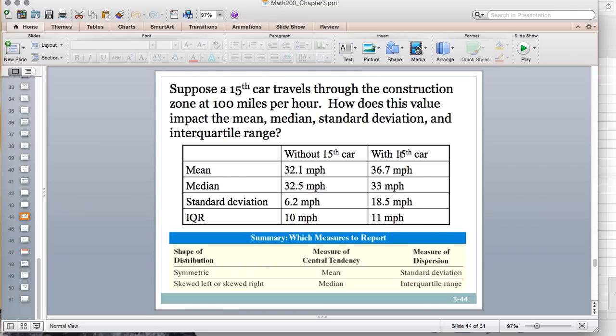And then what we do is we go ahead and add in that 15th car and recalculate these. And what you'll see is that the median does not change by very much. It only goes from 32.5 to 33. And the interquartile range also does not change very much. It goes from 10 to 11 miles per hour.